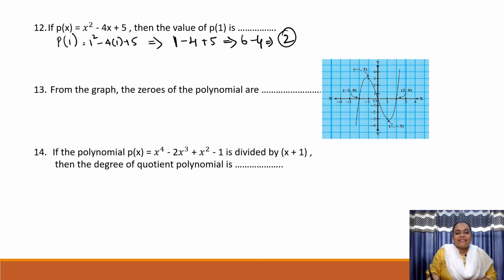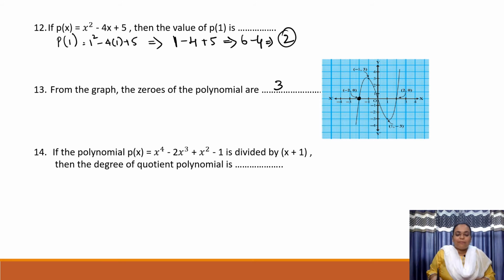From the graph, the zeros of the polynomial. So say this is the graph, right? How many zeros do we have from the graph? The graph is cutting the x-axis at 3 different places, right? This is 1 zero, this is 1 zero, and this is 1 zero. Yes, it is cutting at minus 2 comma 0, 0 comma 0 and 2 comma 0. So we can say it has 3 zeros. So the zeros of the polynomial are 3.